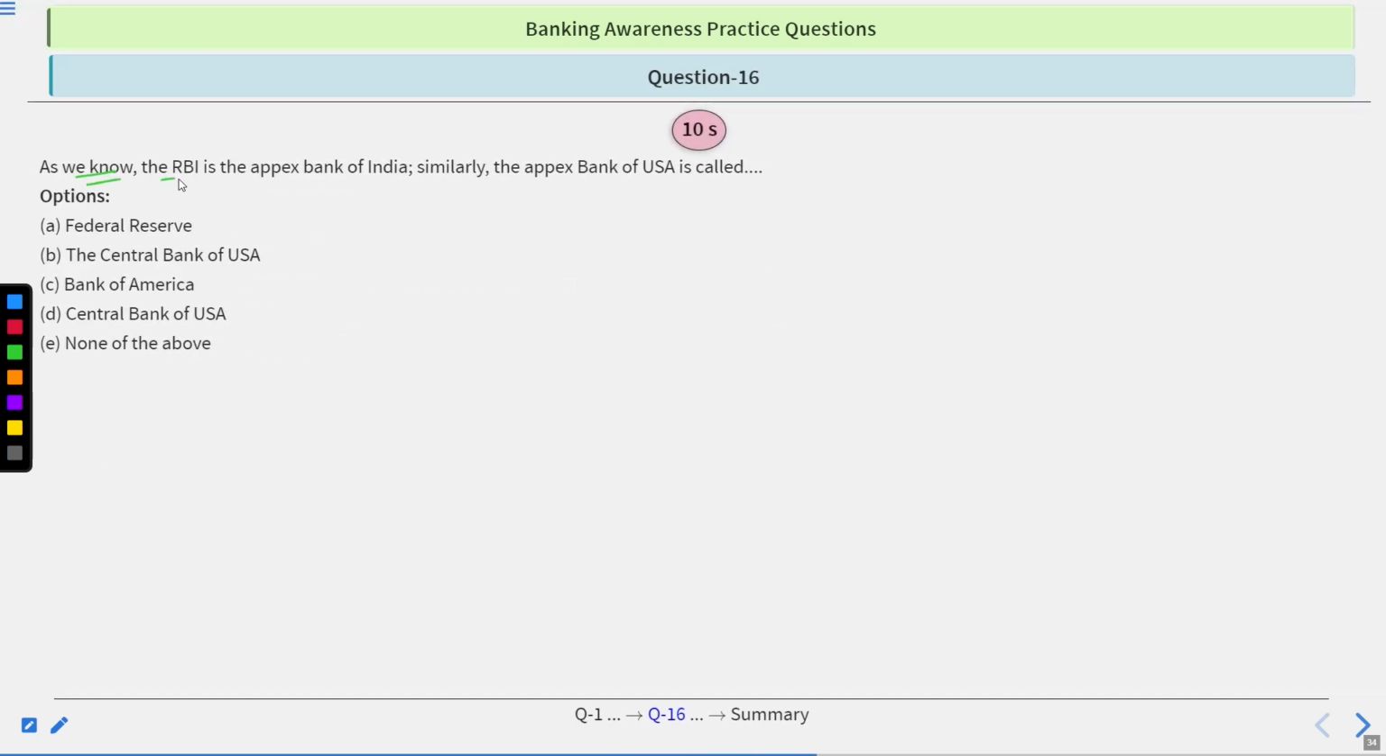Question number 16. As we know, RBI is the apex bank of India. Similarly, the apex bank of the US is called: options are there. 10 seconds you have to answer, then I will give you the answer. Time starts now.